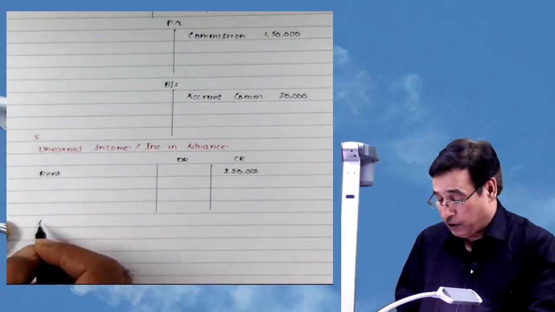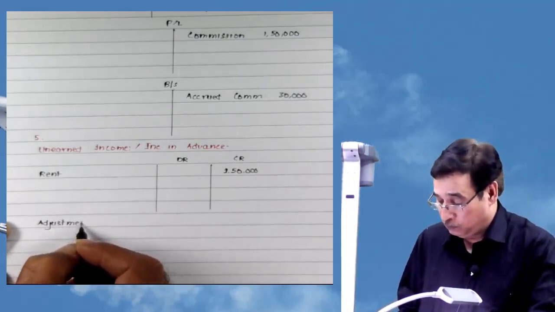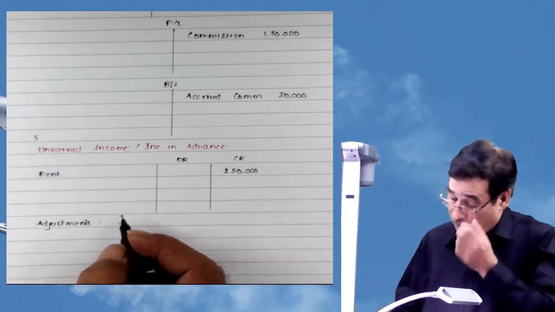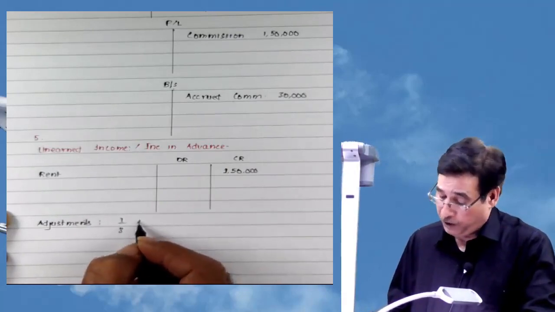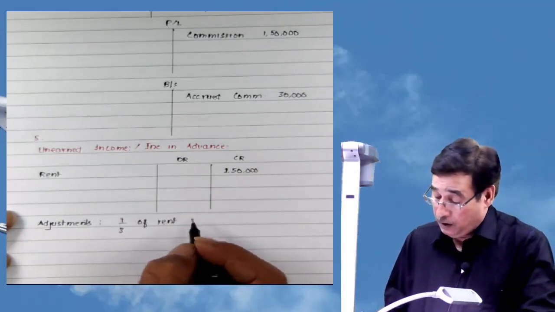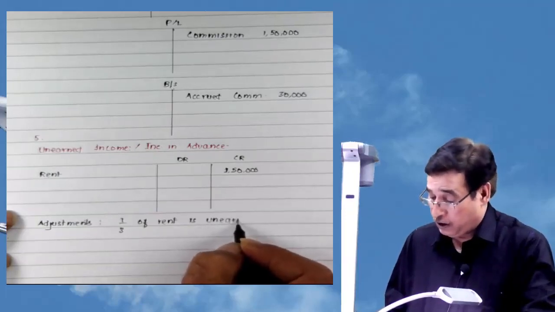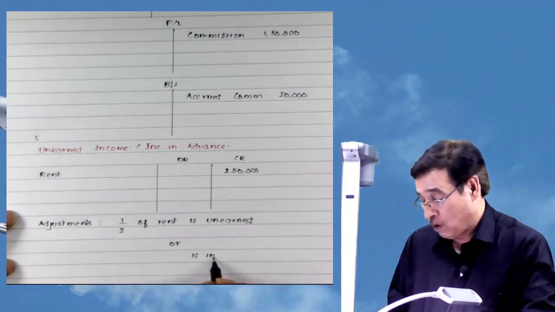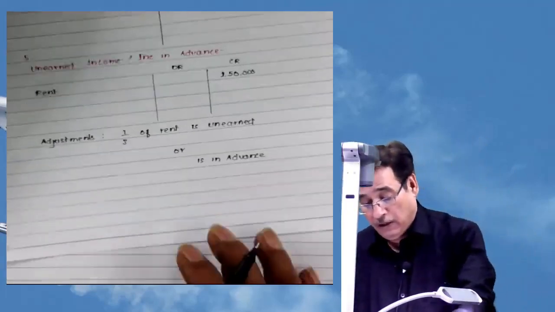However, in the adjustment, you are given that one-third of rent is unearned. Or the language could be like this: one-third of rent is in advance. So either of these two wordings will be available. All in all, it would mean the same thing.